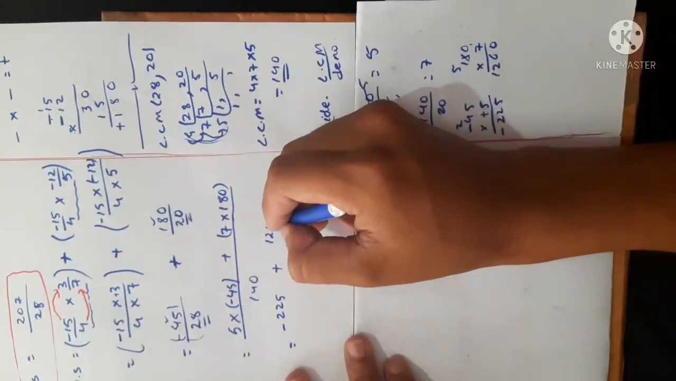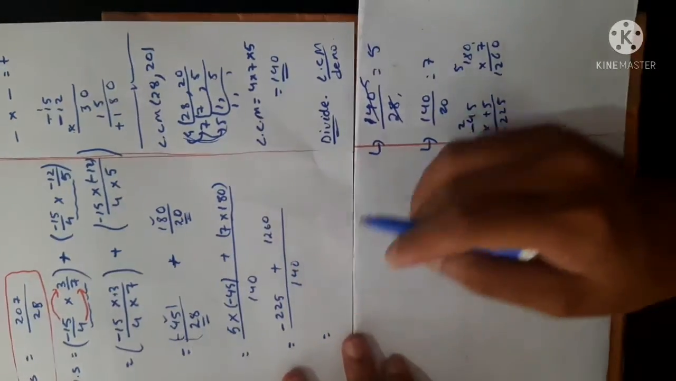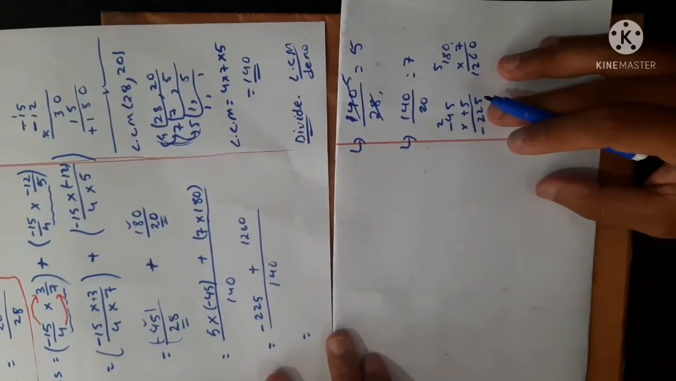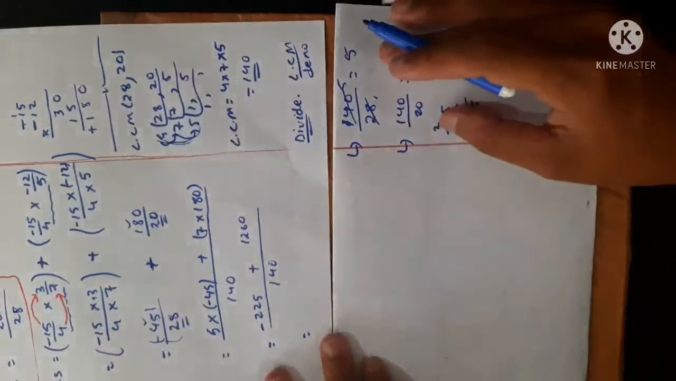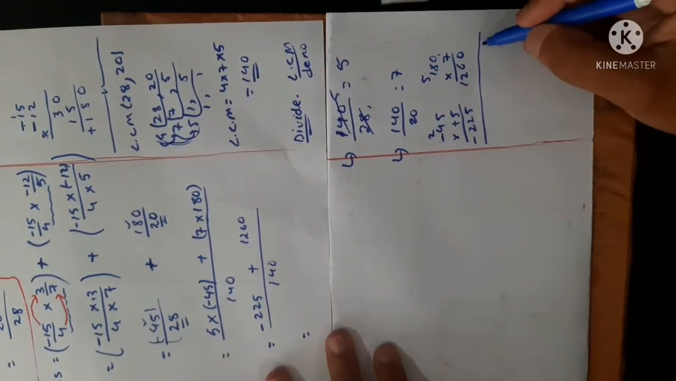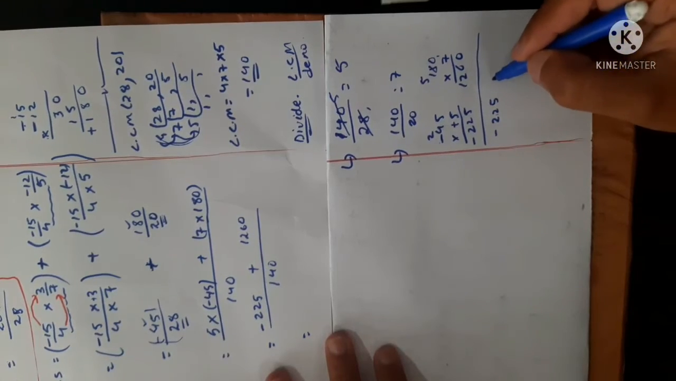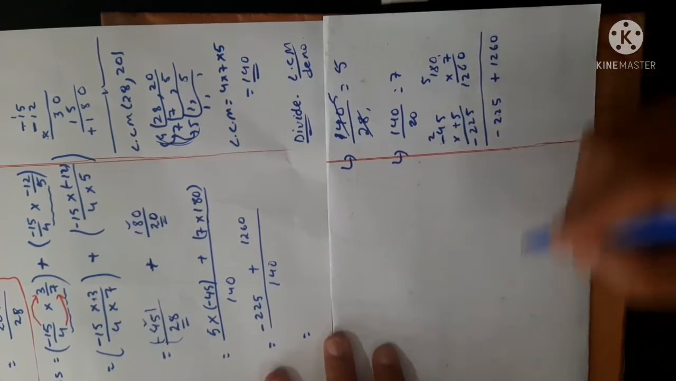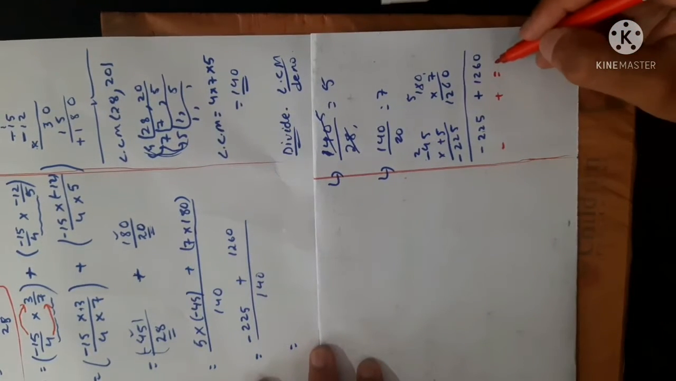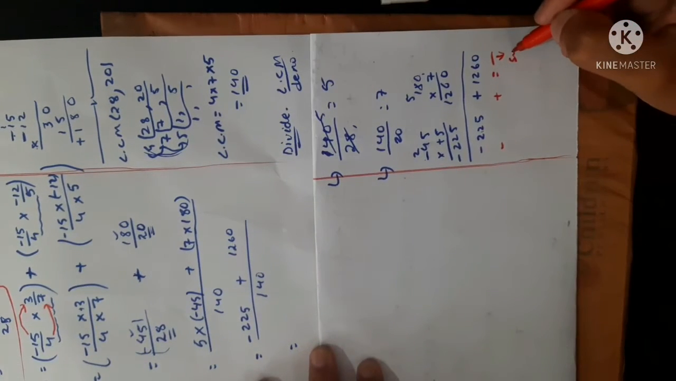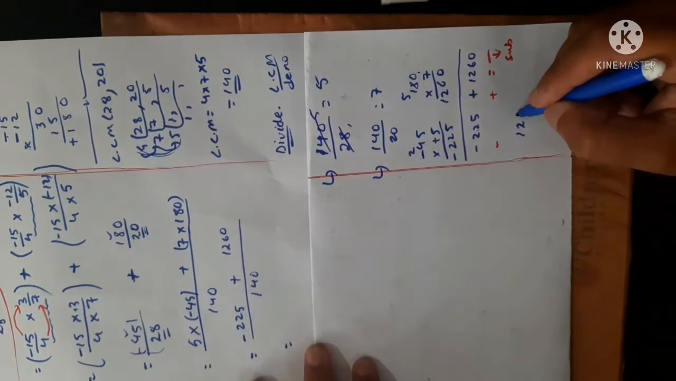So 1260 divided by 140 will be equal to 1260 minus 225. So here we have a minus sign and a plus sign. So minus and plus, we get minus, and this minus tells us to subtract. So we have to subtract. Remember, always write the greater number first.